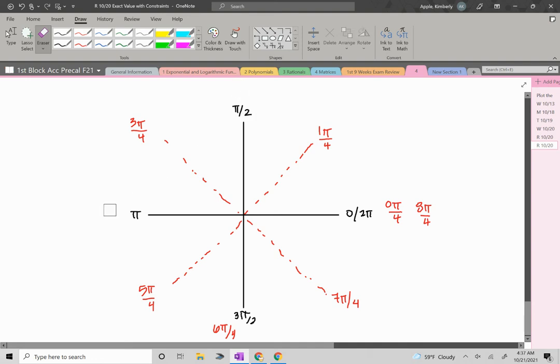4 over 4 is 1 pi. 6 pi over 4 is 3 pi over 2. And of course 0 pi over 4 is 0, and 8 pi over 4 is 2 pi. So we can just kind of disregard those, but we've got these fractions now.